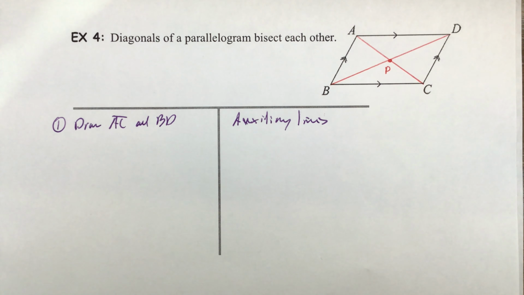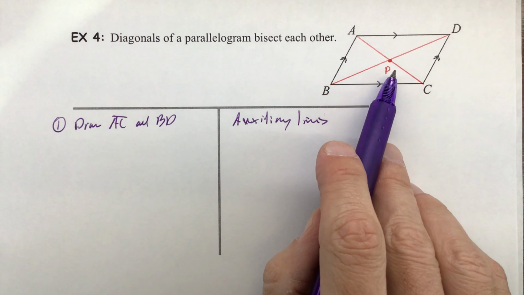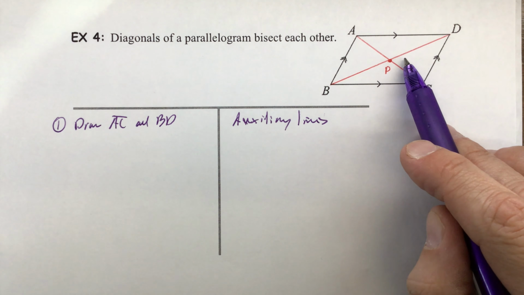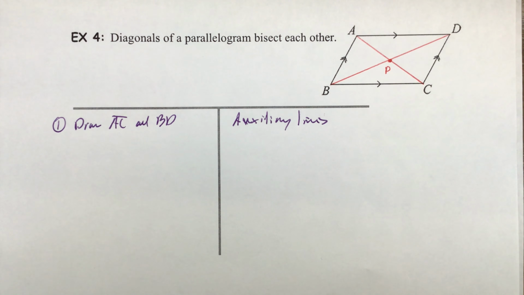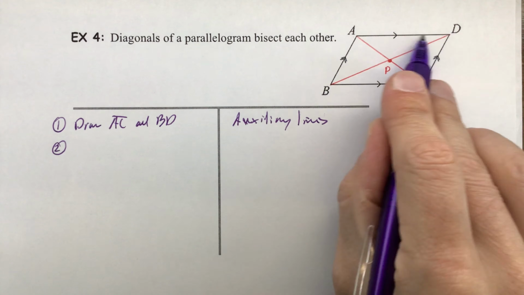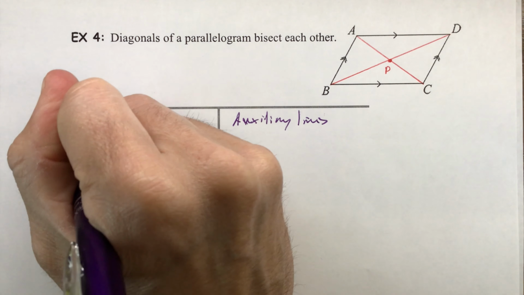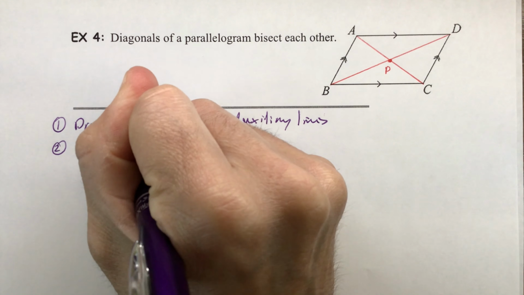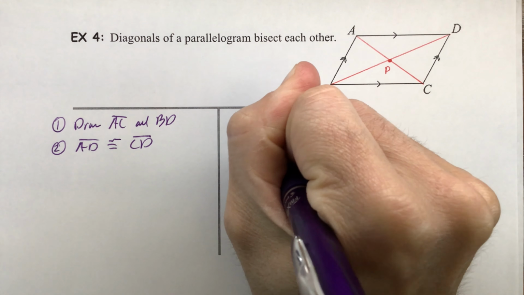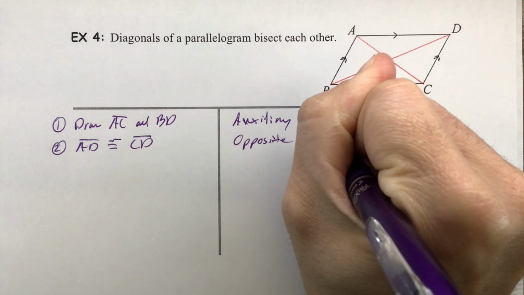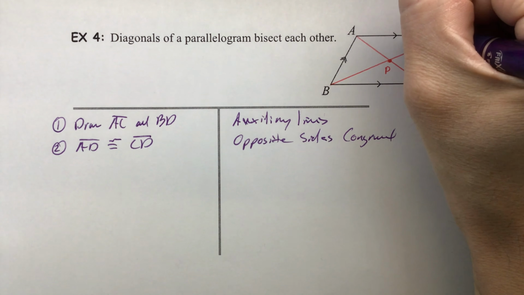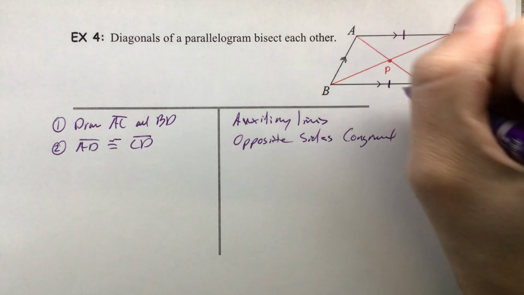So the picture that we have set up, what we want to demonstrate is that AP is going to be the same size as PC, and also show that BP is going to be the same size as PD. For line 2, I'm going to acknowledge something that we proved earlier, which is that AD is congruent to CB. They're congruent because they're opposite sides of a parallelogram. Let's go ahead and mark that. We'll put a little single mark on each of those.